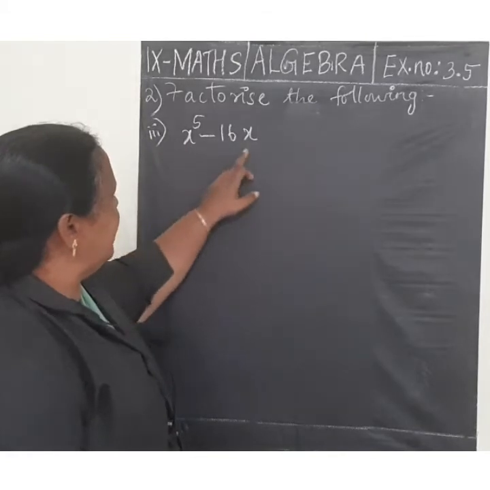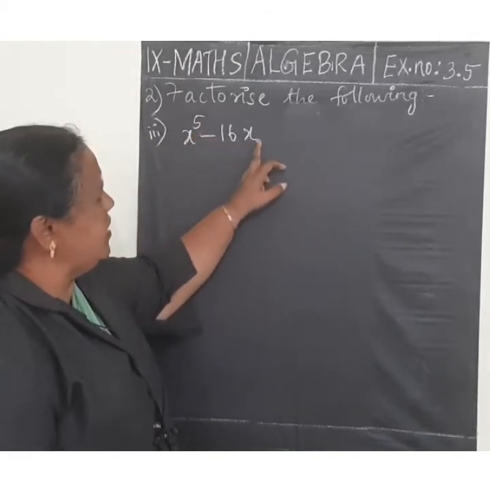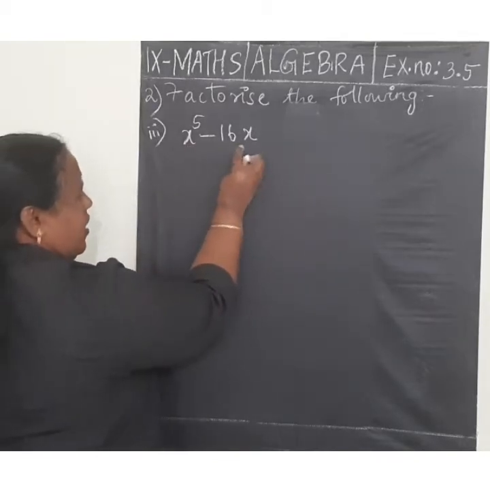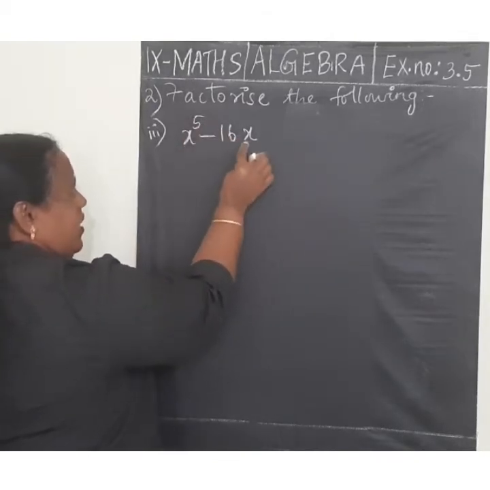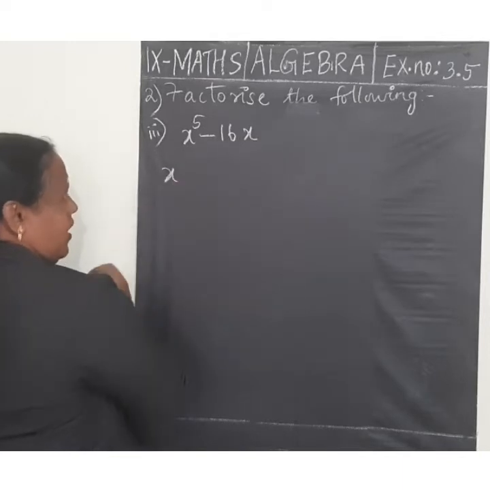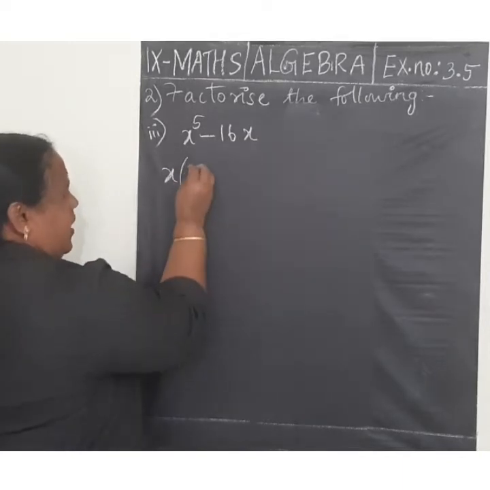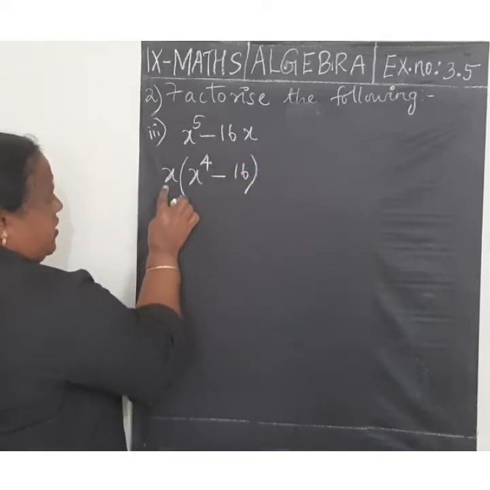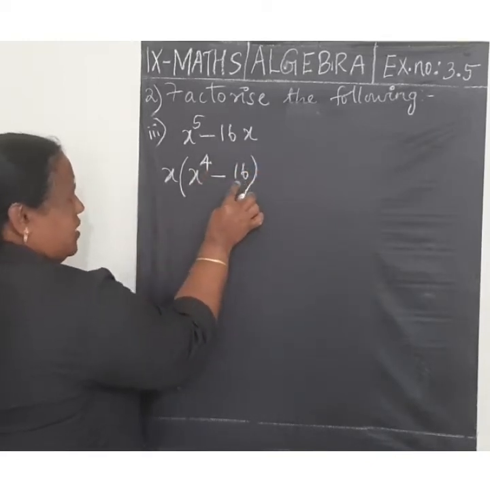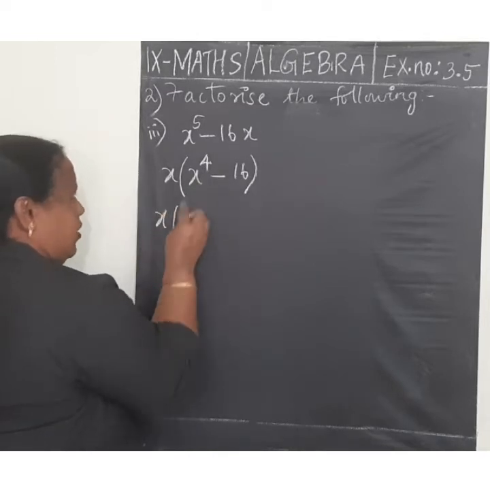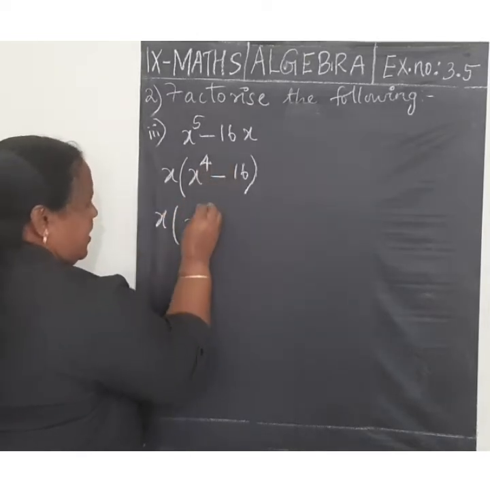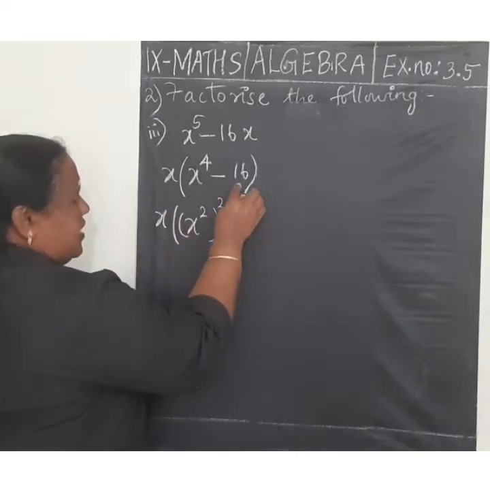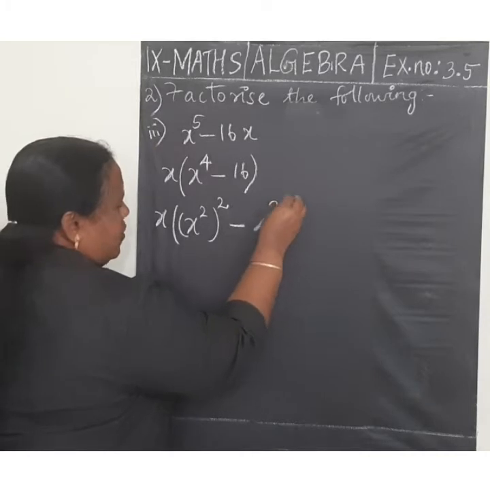Next, third subdivision: x power 5 minus 16x. In this, first, both the terms have x. Here x power 5, and here x is there, so we take one x as common. Then we get x into (x power 4 minus 16). Now x power 4 we can write as x squared the whole square, minus 16, which I will write as 4 squared.